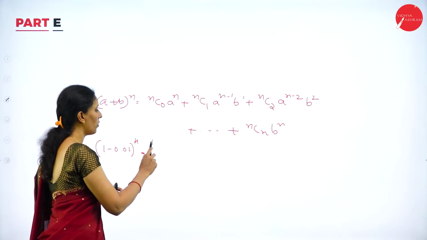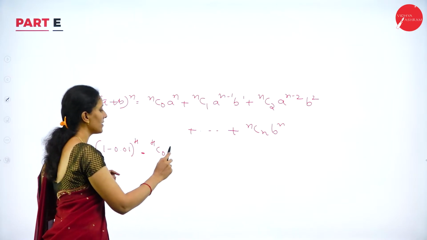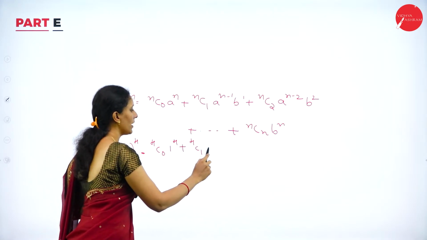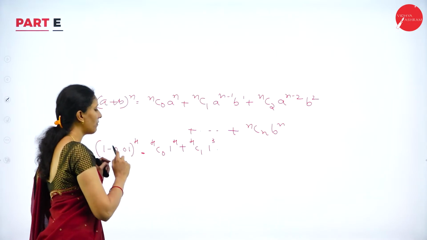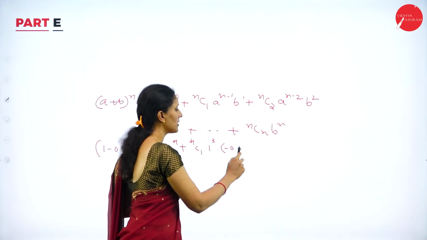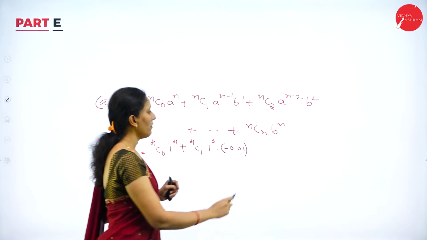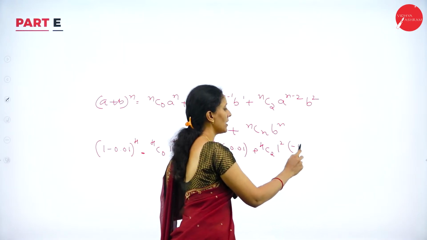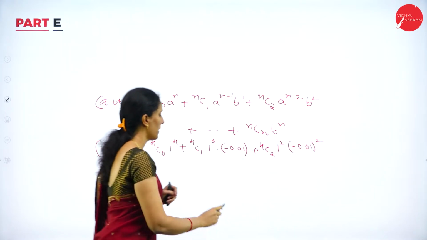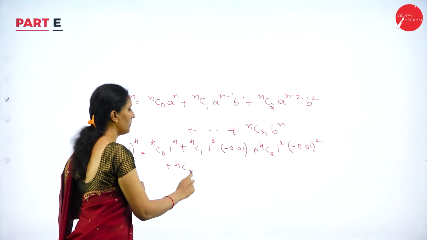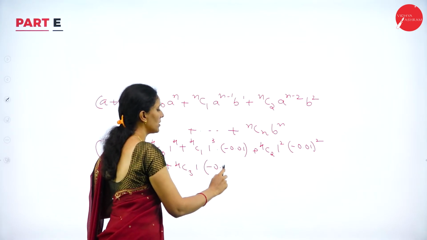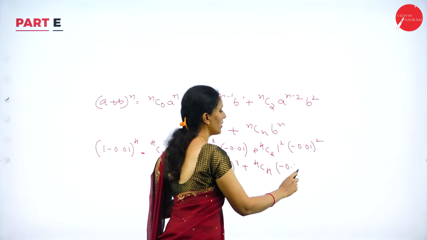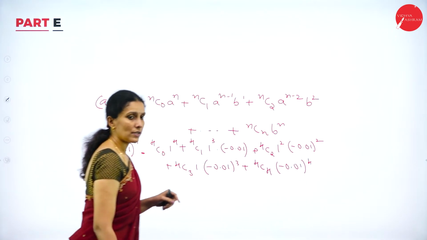So, n is 4, 4C0, value of a is 1. So, 1^4. Next, we have 4C1, value of a is 1 cubed and b you have to take as minus 0.01. Next, we have 4C2, 1 squared, (-0.01)^2. Next we have 4C3, 1 times (-0.01)^3. Next we have 4C4 (-0.01)^4. So this is how you will expand.